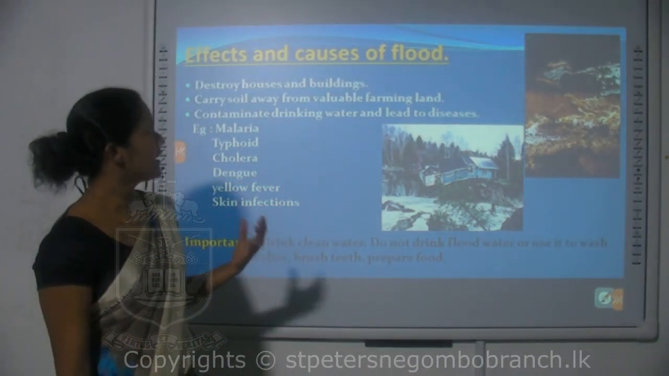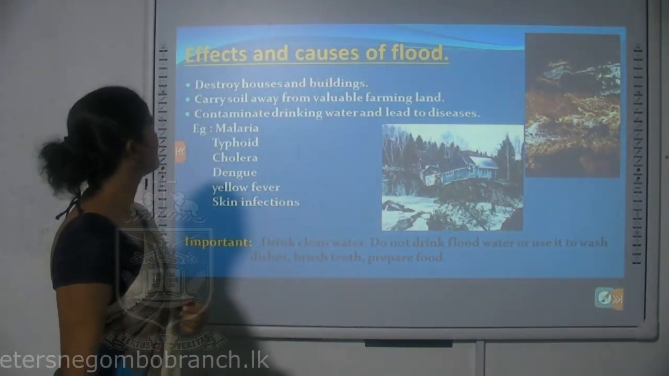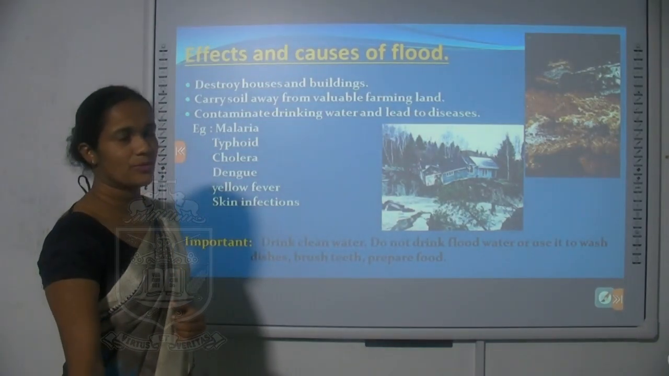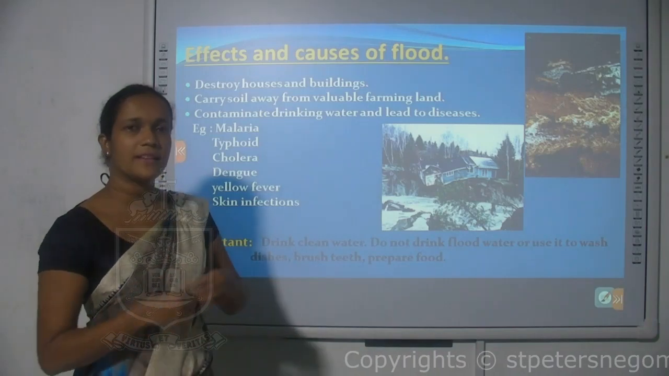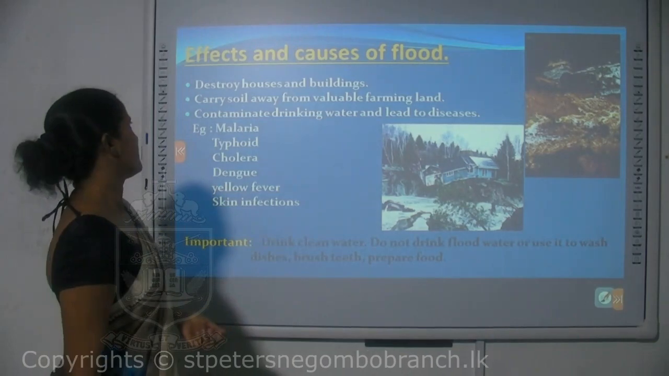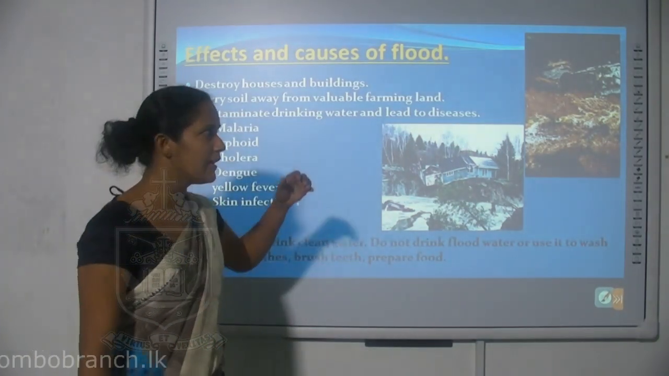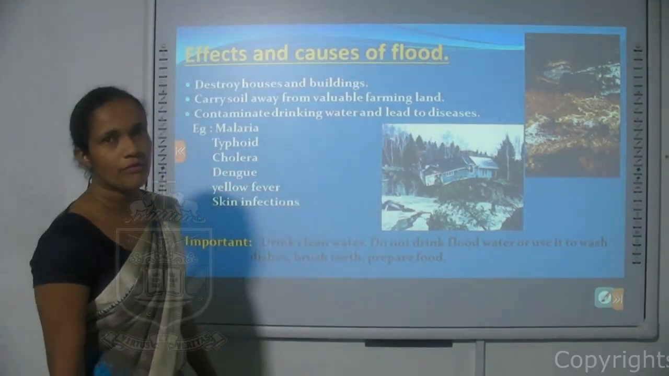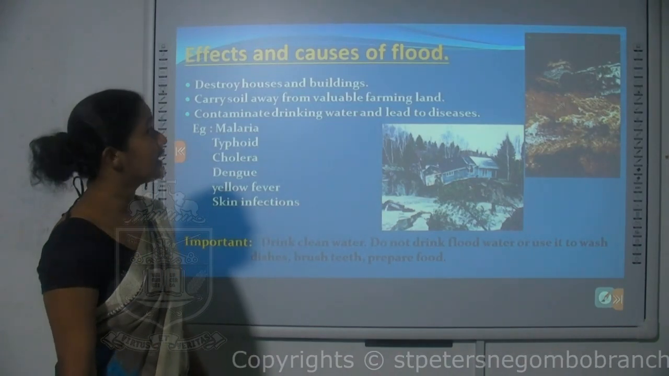Now let's see what are the effects that can happen because of flood. It will destroy houses and buildings. You know that when a flood comes to dry land, all the houses and buildings will get water and they will be destroyed. It carries soil away from valuable farming lands. All the fertile soil will be removed with the flood. It contaminates drinking water and leads to disease.